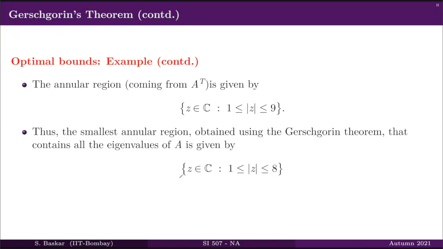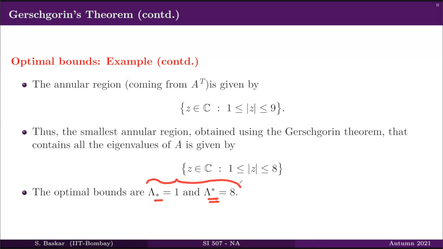And so finally, combining this information, Gerschgorin theorem says that any eigenvalue of the matrix A will lie in this annular region. It means you take any eigenvalue of A, its absolute value will be less than or equal to 8, and its absolute value will be greater than or equal to 1. That's what it says. And this lambda substar and lambda superstar, these are the optimal bounds. So if I give you a matrix and ask you to find the optimal bounds for the eigenvalues of the matrix A, you have to do all these steps.